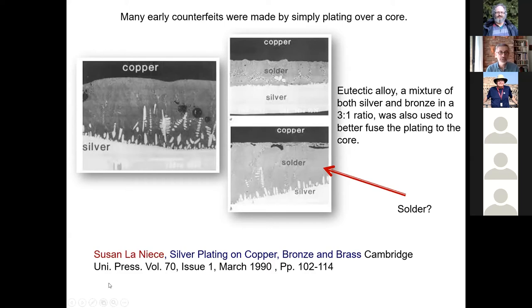One is really particularly interesting by Susan Lenis, I guess it is. The name of the article is Silver Plating on Copper, Bronze, and Brass. And she provides some cross sections of the coin that she studied. Unfortunately, she doesn't mention the type of coin that she studied. She just provides these scans, and she says copper and silver, and in the middle she finds some substance and she calls it a solder.